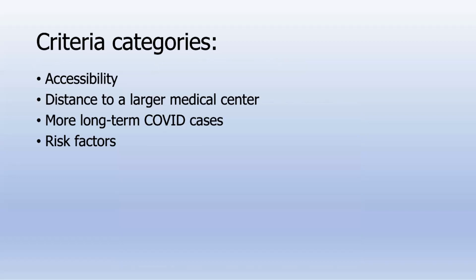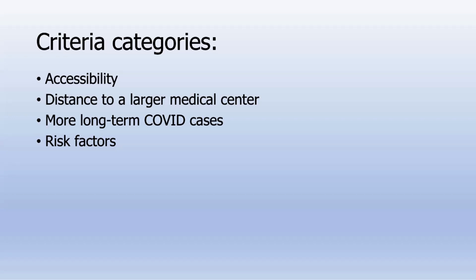The first, accessibility, means proximity, how close the center will be to those who most need it, including minorities, the uninsured, and the impoverished. This is important since lower accessibility is associated with poorer outcomes.